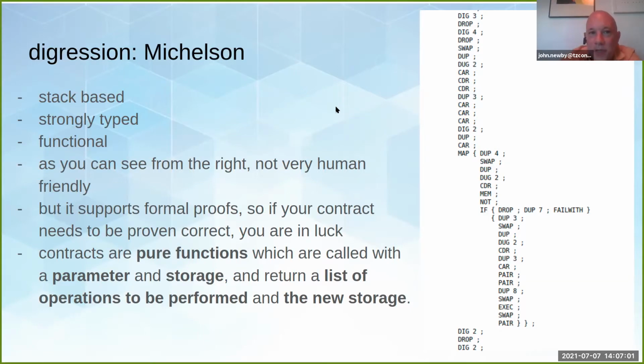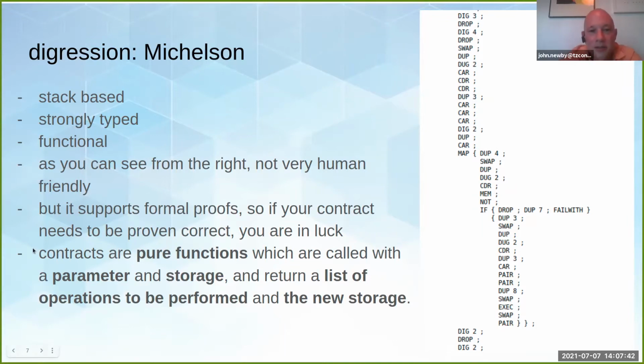This is a digression from the main point of the talk, because I don't think any of you will actually be writing Michelson, but the thing that you see on the right-hand side of the screen right now is the native assembly language of the Tezos blockchain virtual machine. And as you can see, because it's a stack-based machine, it has an awful lot of stack operations, these drops and digs and drops and swaps. It's not very human friendly, but because it's extremely simple, it supports formal proofs. So if you want to prove your contract correct and you're in the position to write a mathematical description of it, you are in luck.